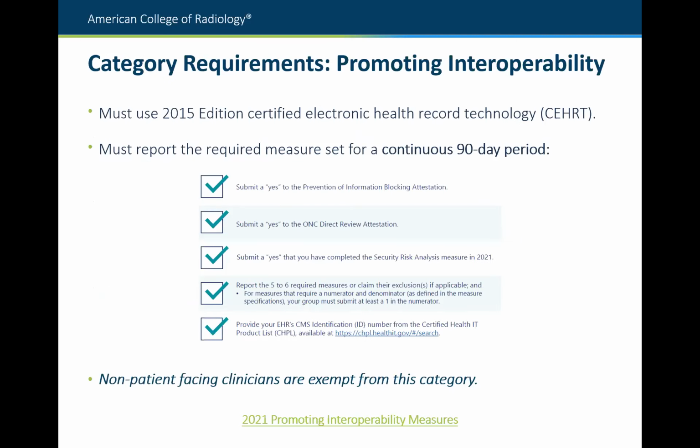I've also listed the promoting interoperability requirements here, although most of you are probably exempt from this category as non-patient facing clinicians. But again, you just have to use the 2015 edition certified electronic health record technology, and you have to do this required measure set for a continuous 90-day period. You have to attest to the prevention of information blocking, the ONC direct review, and also complete the security risk analysis measure. And then there are 5 to 6 additional measures that you'd have to do in this measure set to receive credit, as well as provide your EHR ID number.